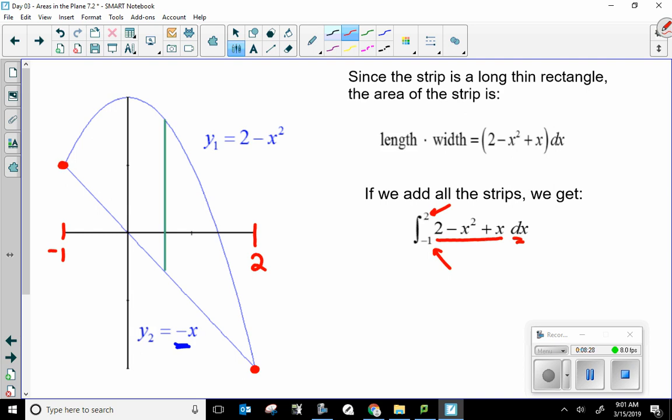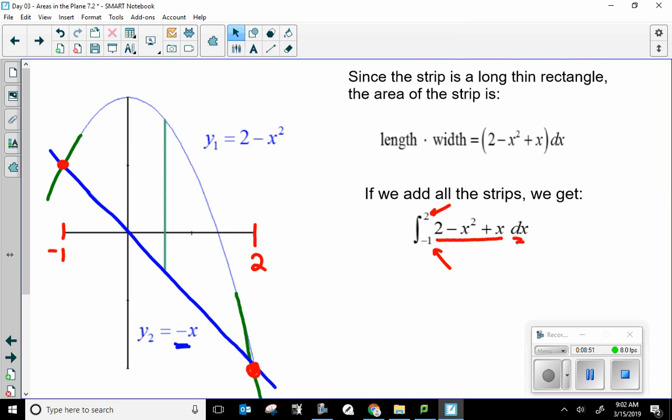But if they didn't give them to us, how can I figure out these 2 points? Well, where does my upper graph meet my lower graph? So I want to find the intersection points between 2 lines. I want to see where they intersect here and intersect here. That is basic algebra. Algebra 1, definitely algebra 2. When I have 2 graphs and I want to know where they cross, I set them equal to each other and solve.